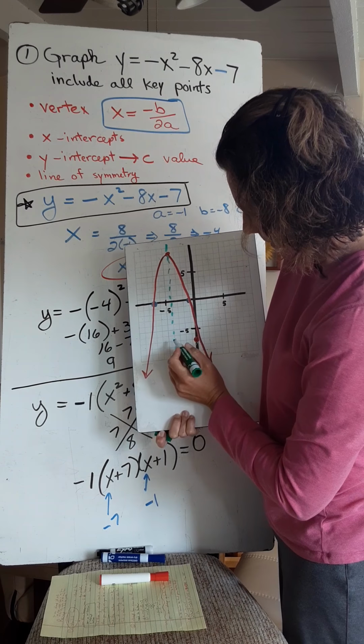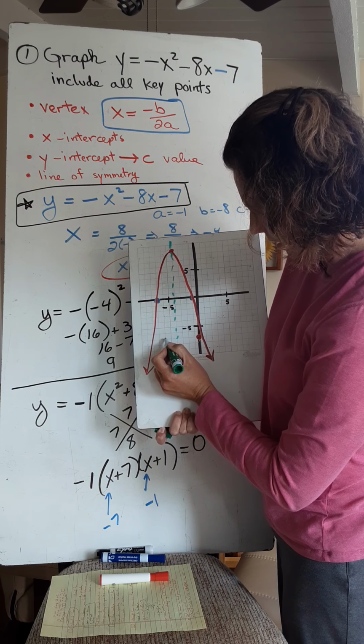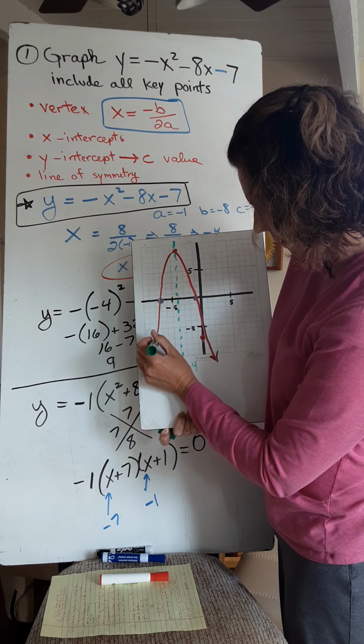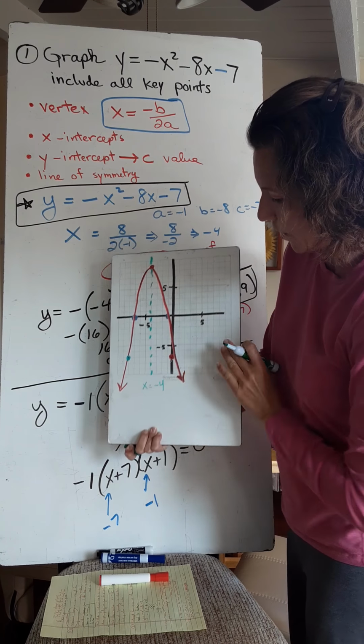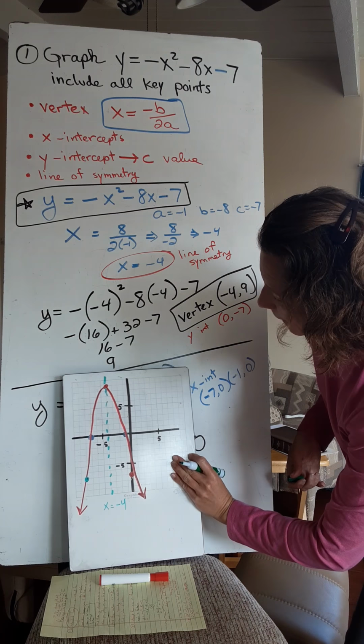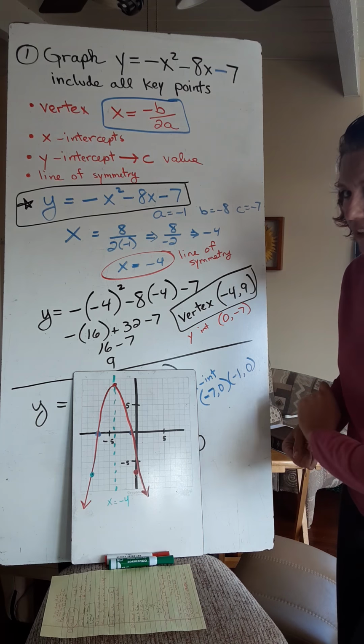Technically, if this is 1, 2, 3, 4 away, 1, 2, 3, 4 away would be our other point because those are symmetric. So that is a wrap up. We'll do another one that has a little bit more interesting numbers next.